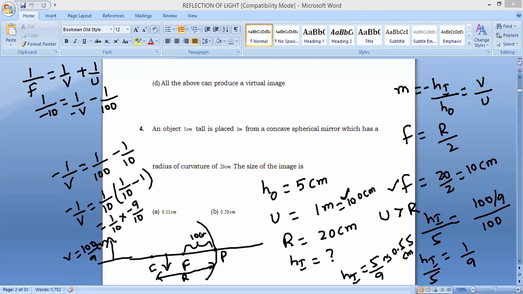That means for this model, they may give object distance and focal length and ask image distance. This model is most important. Even the same kind of model you are having in NCERT example problems. Don't neglect example problems in your NCERT textbook. Example problems and exercise problems.